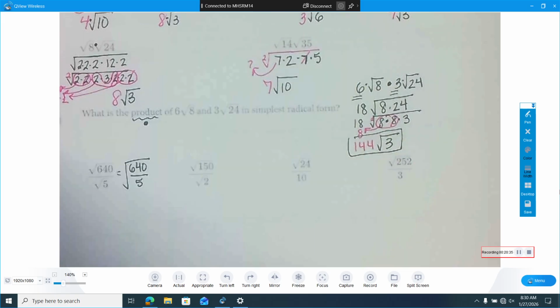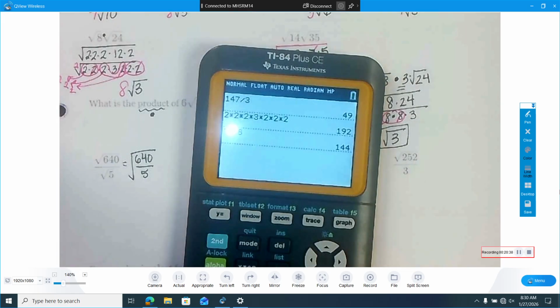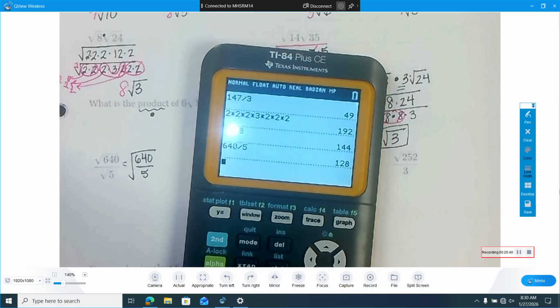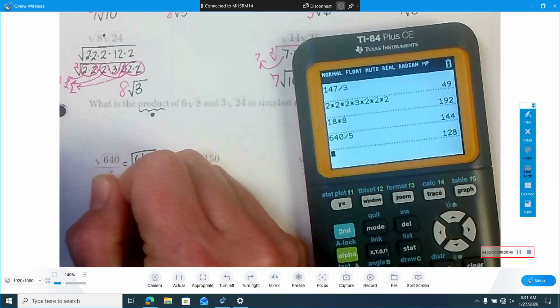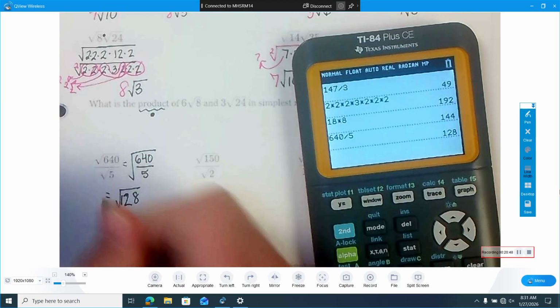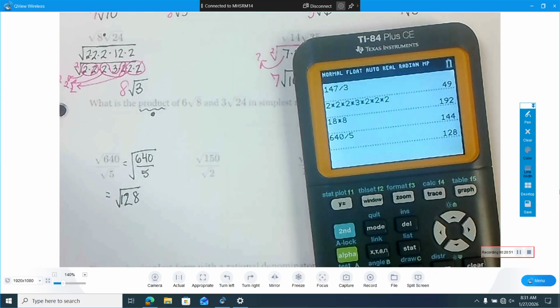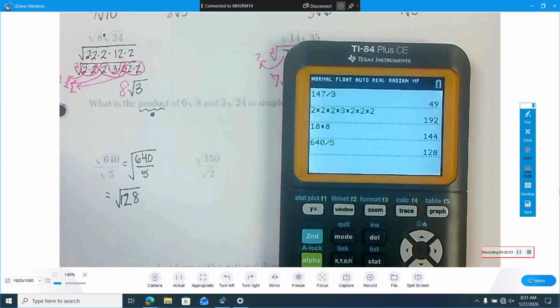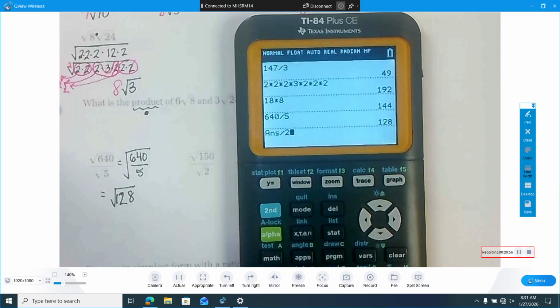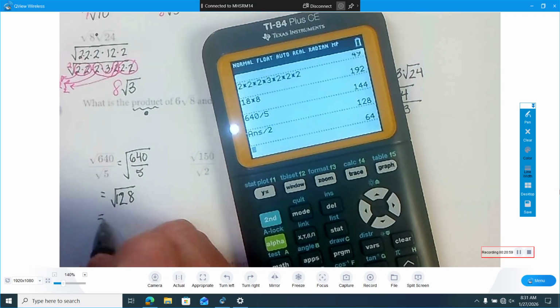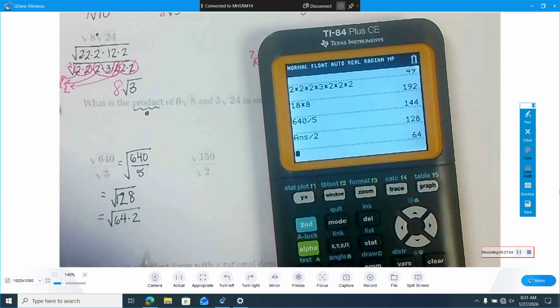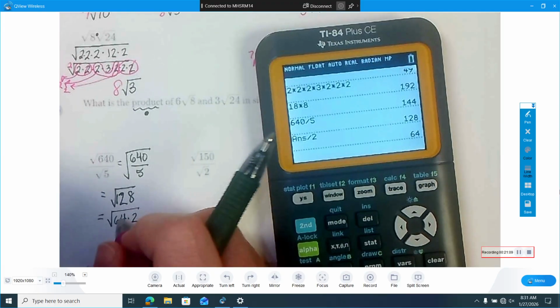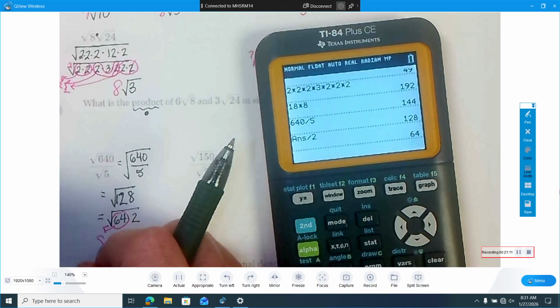And now I can just clean up. What is 640 divided by 5? 128. So it becomes the square root of 128. And then I need to break down 128. All right, 128. Let's see, I know it divides by 2. Oh, look at that. All right, so 128 breaks apart into 64 times 2. And what is 64? 8 times 8. So an 8 escapes.